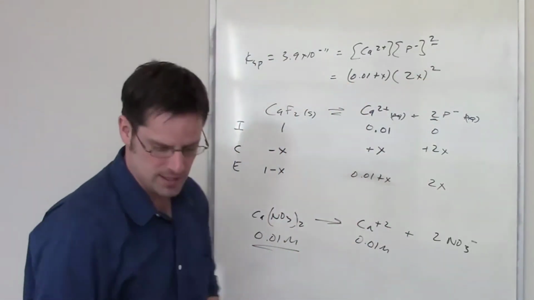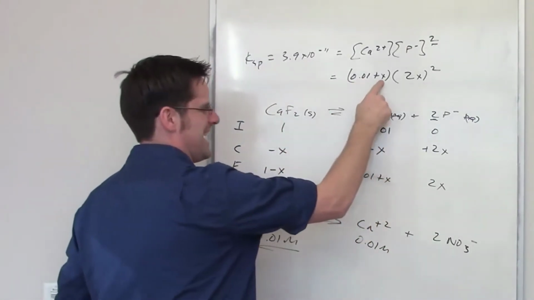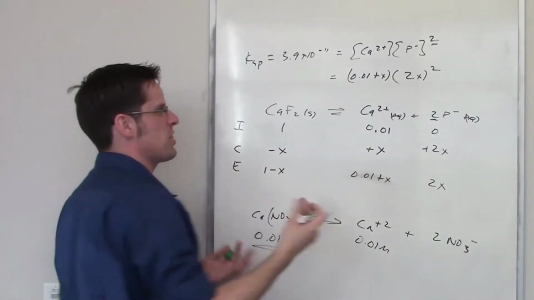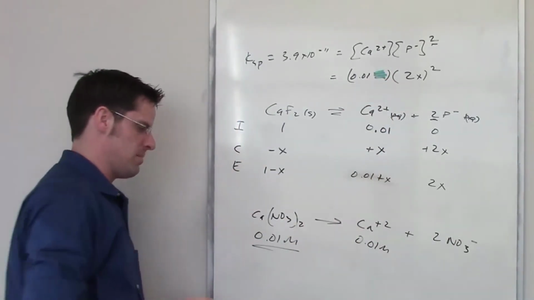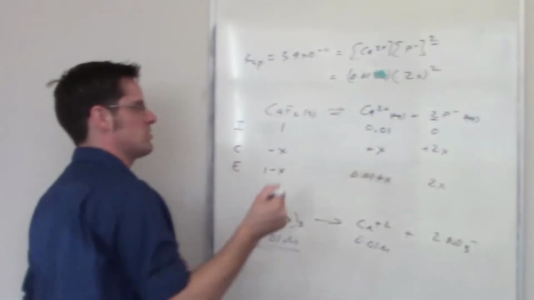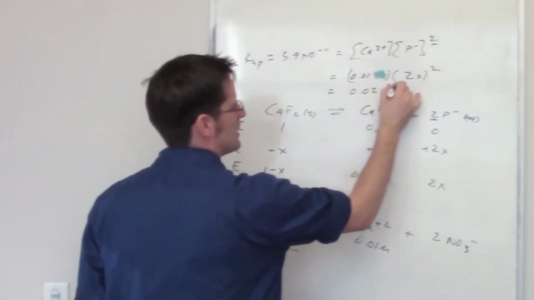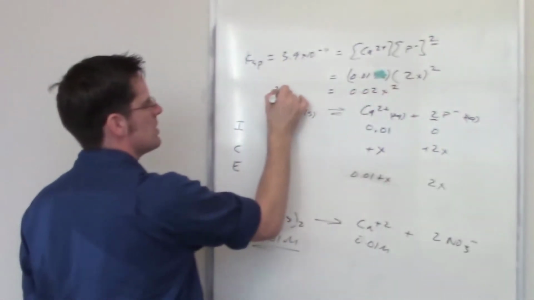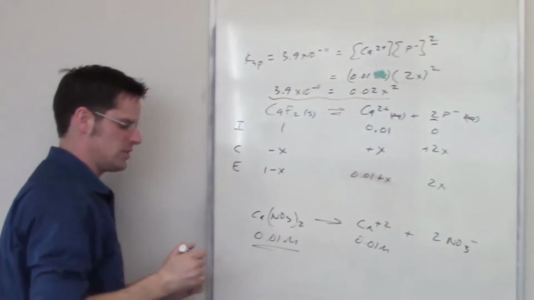Now here's a trick I've talked about elsewhere. 0.01 is going to be so much larger than X that I can pretty much just throw out this X and pretend it doesn't even exist to simplify the math, and for all intents and purposes that'll work just fine. So this simplifies then to be 0.02 X squared being equal to this number, 3.9 times 10 to the negative 11th. All I have to do now is solve for X.